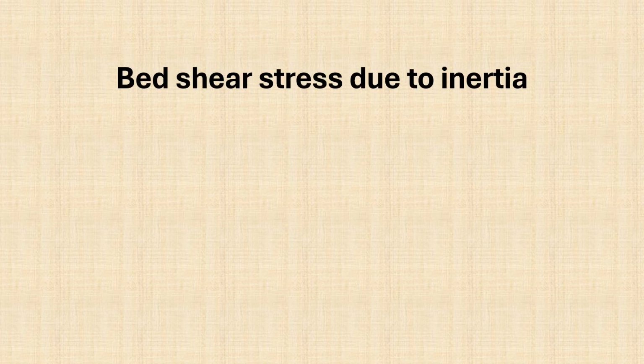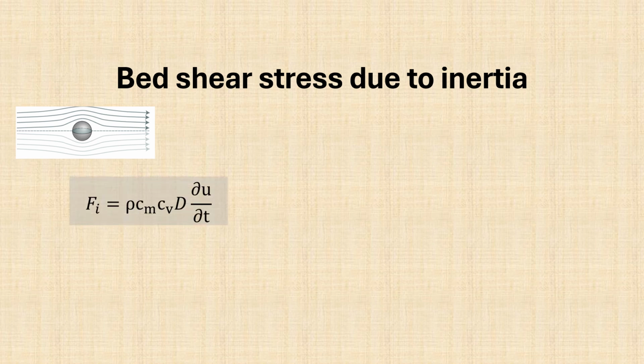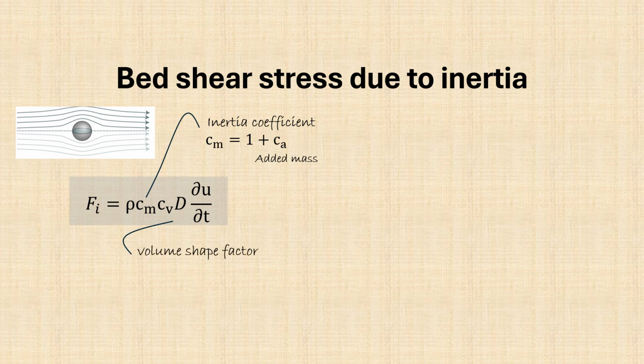Finally, we discuss the inertia term in the bed shear stress. We can compute bed shear due to inertia effects through analogy with the force exerted by water on a sphere in non-stationary flow. In this case, the force on an object due to inertia force can be computed from the local flow acceleration described in this expression, where Cm is the inertia coefficient. Cm is defined as 1 plus Ca, where Ca is added mass.